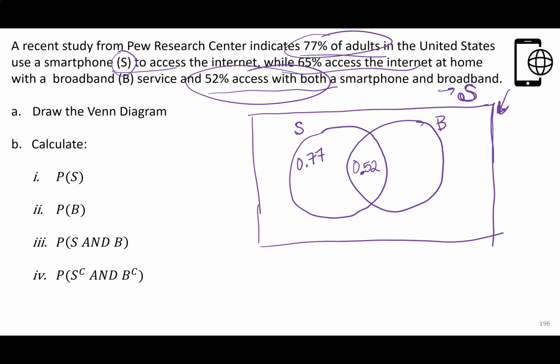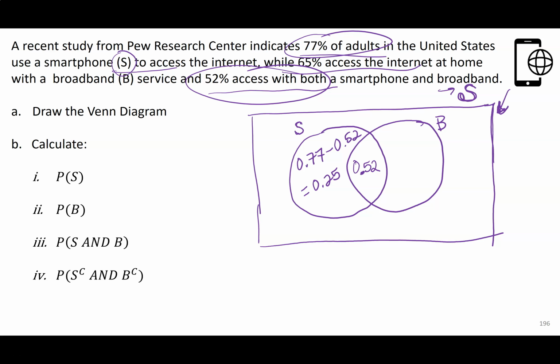So problem, look here. If I go ahead and write 0.77, I know right away when I add these probabilities it's going to go over 1. So since I want this whole thing to add to 0.77, this half moon wedge right here, it's going to be 0.77 minus that 0.52. So equals 0.25. So it's saying 25% of adults in the U.S. have a smartphone only. Like they have a smartphone, but they don't have broadband.